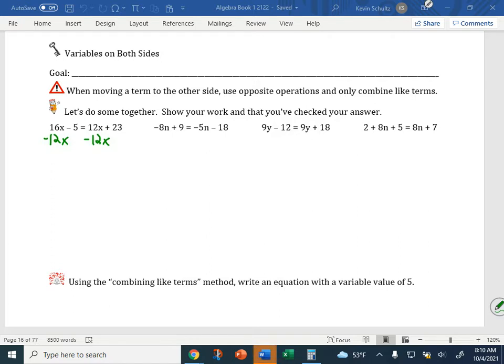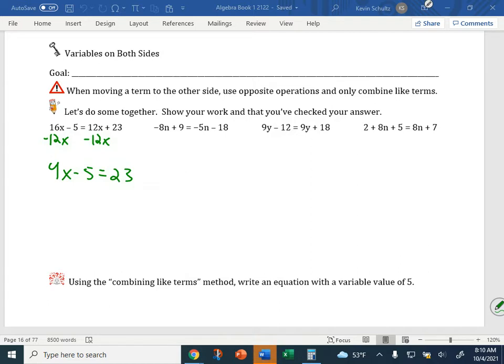So we would need to subtract 12x from both sides here because we're actually moving those 12x's from the right side to the left side. And so it would actually be correct to be 4x minus 5 equals 23. And there's your two-step equation.